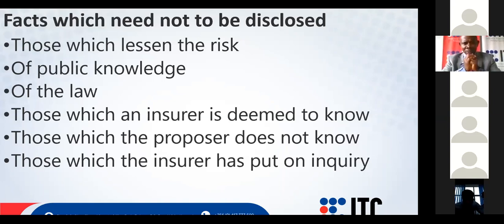Now, those on which the insurer has been put on inquiry. Sometimes you can go for a risk and the insurance company advises, please do an additional risk survey to further evaluate the risk. So if the insurance company is put at task to do additional inquiries about the risk, it is incumbent on the insurance company to do the risk survey to get additional information. If that risk survey is not done, you cannot hold the client accountable for non-disclosure.